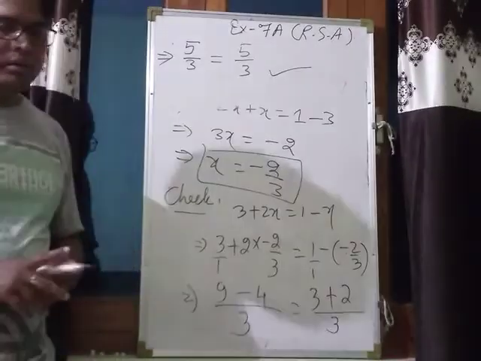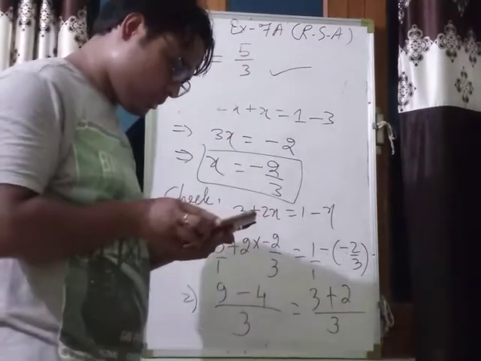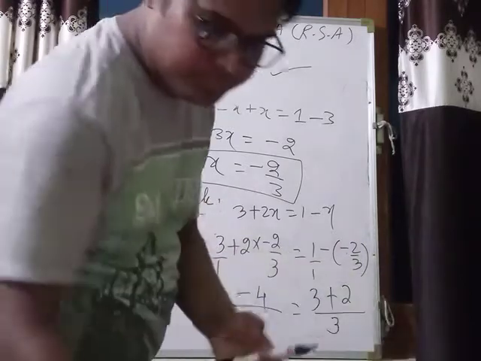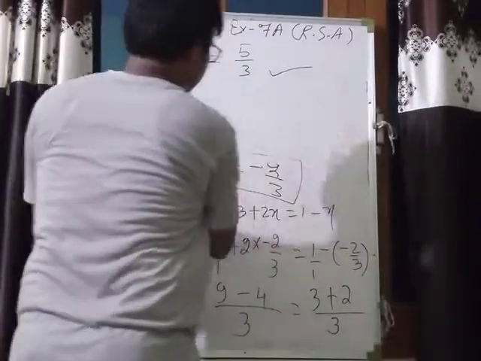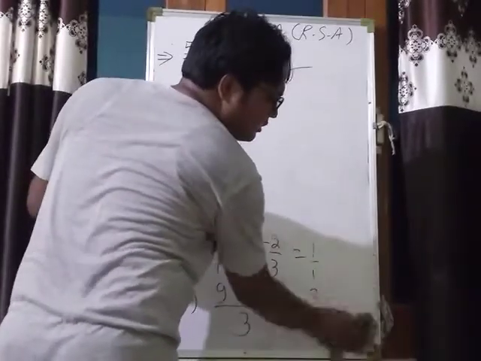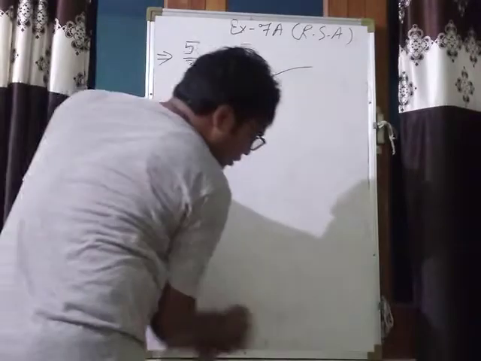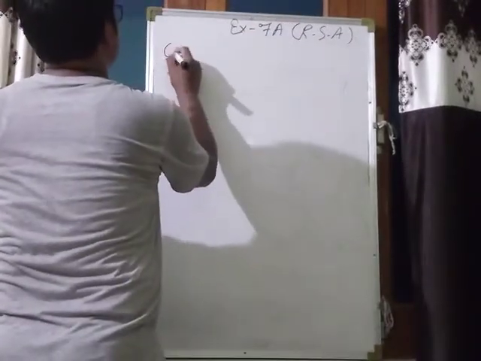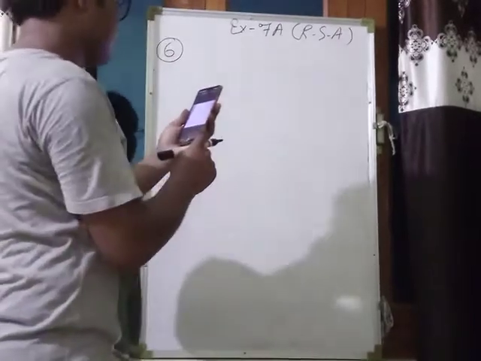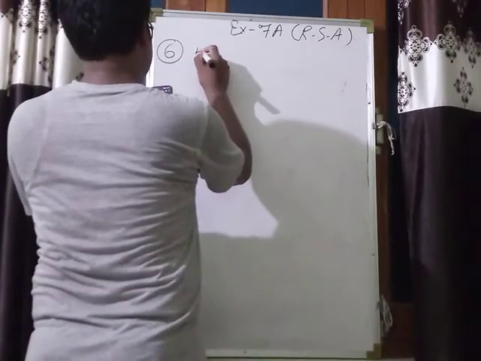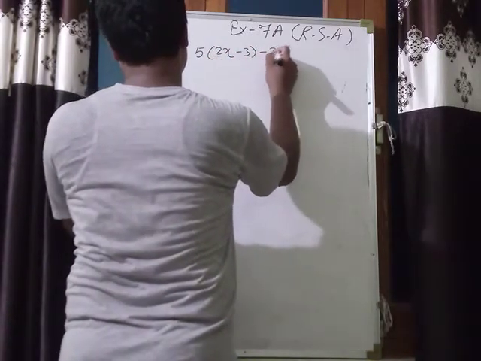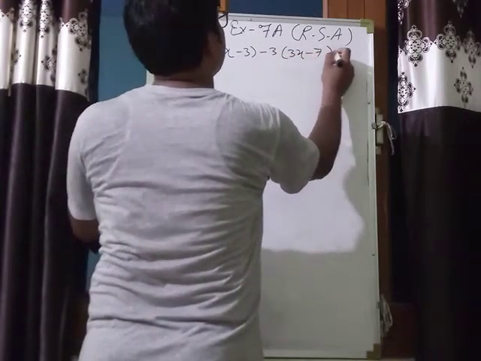Okay. Now our next question, question number 6. I am going to solve question number 6. Everyone read question number 6 and note down the question. Solve 5 into 2x minus 3 minus 3x minus 7 equal to 5.